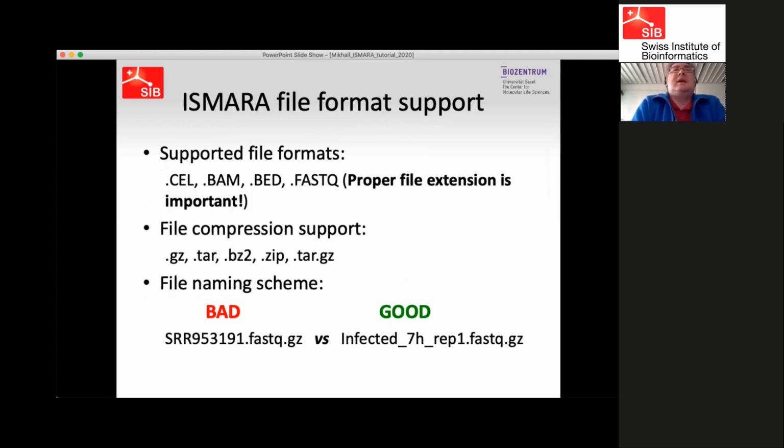So as I already said, we support the following file formats: CEL, BAM, BED, and FASTQ. And for FASTQ, it's also important to have a proper file extension in the name. I will tell about this a little bit later, talking about paired-end support. Also, files could be compressed with zip, it could be tarred, it could be gzipped, or it could be submitted as an archive of tar.gz.